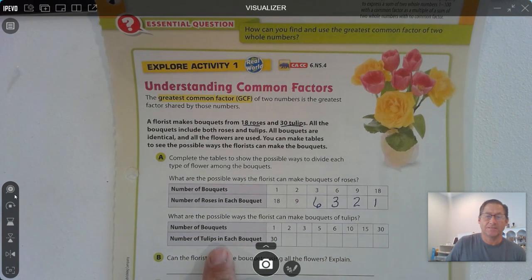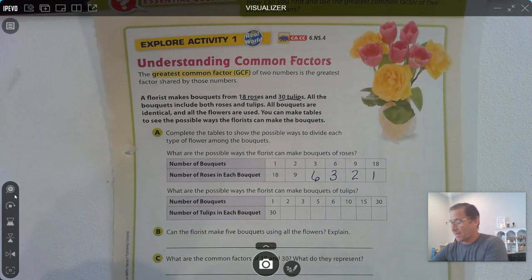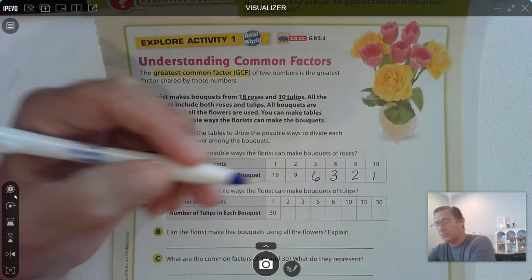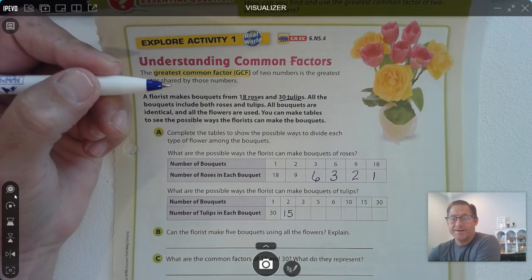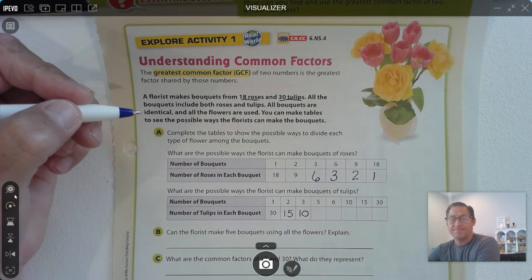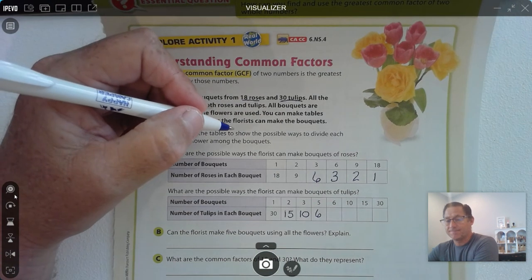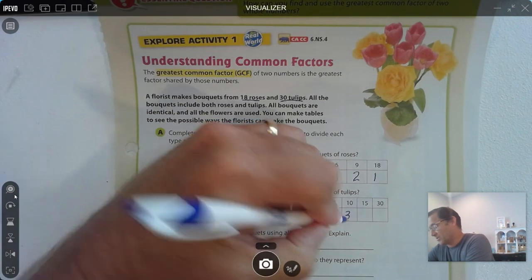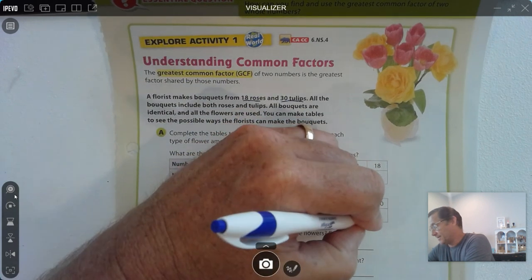All right, now let's look at the tulips. So there's 30 tulips total. If we had only 1 bouquet, there would be 30 tulips in it. If we had 2, 2 times what is 30? Well, 2 times 15 is 30. 3 times 10 is 30. 5 times 6 is 30. 6 times 5 is 30. 10 times 3, 15 times 2, and 30 times 1.